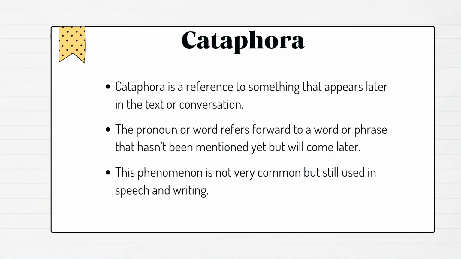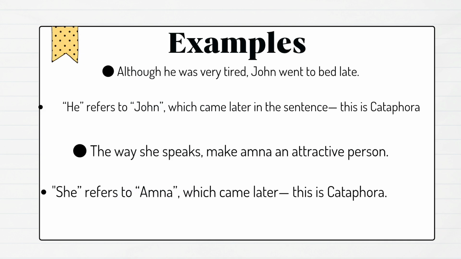The pronoun or word refers forward to a word or phrase that will be explained later. Let's discuss through examples. Although he is very tired, John went to bed late. John is a person who has been mentioned later, but the word he came earlier. That's why it is Cataphora.